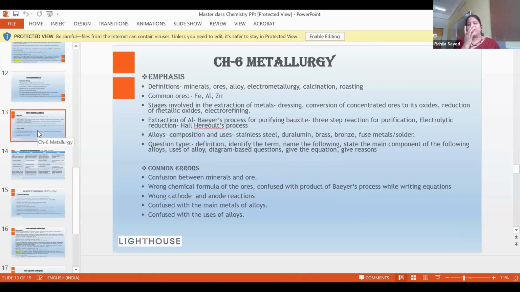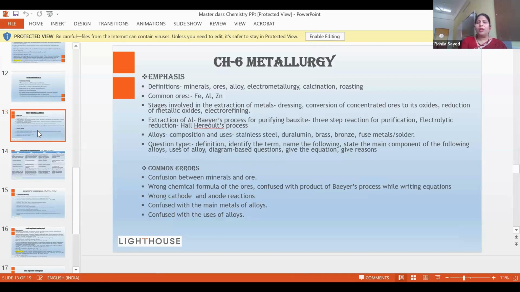Okay. Next chapter is metallurgy, a very small chapter, and all that is there is learning. If you understand what is happening, you just have to learn it properly. So definitions, a very small and easy chapter, children. Definitions, you need to know the definition of minerals, ores, alloy, electrometallurgy, calcination, roasting. Difference between calcination and roasting.